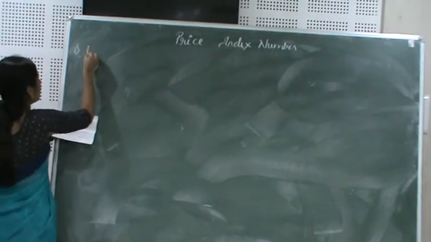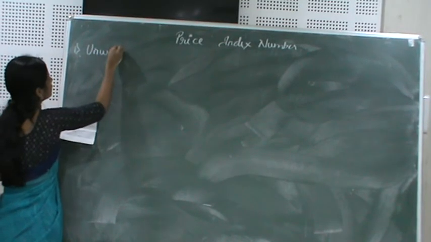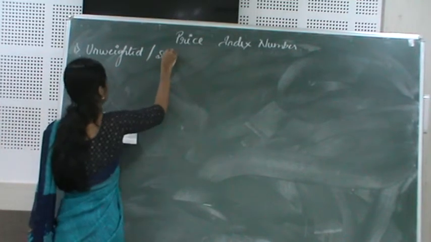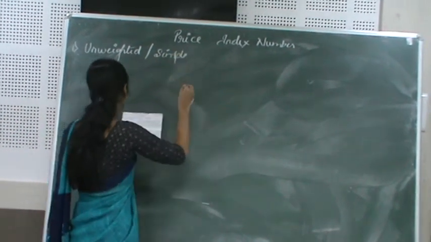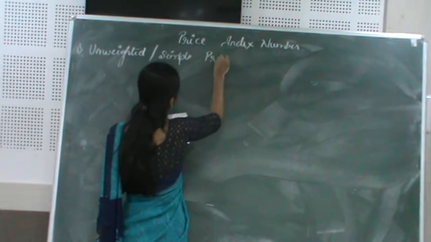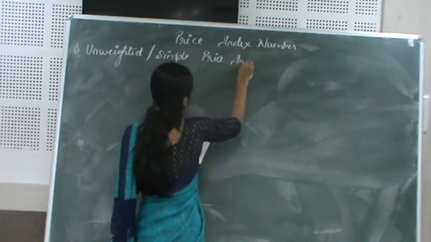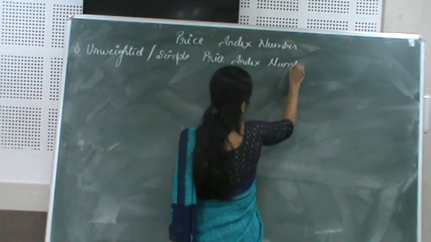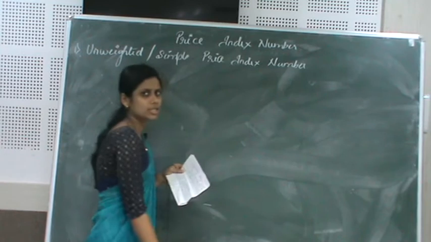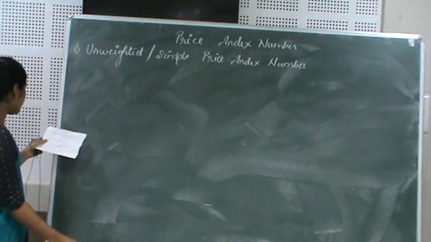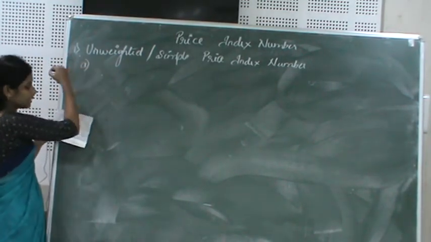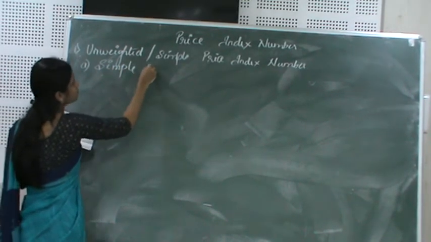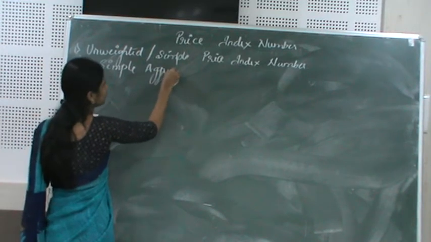So the first method is unweighted or simple price index number. This is the first method in the construction of price index number, and under that the first method is the simple aggregative method.